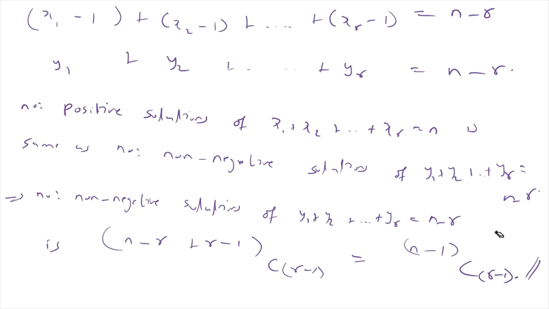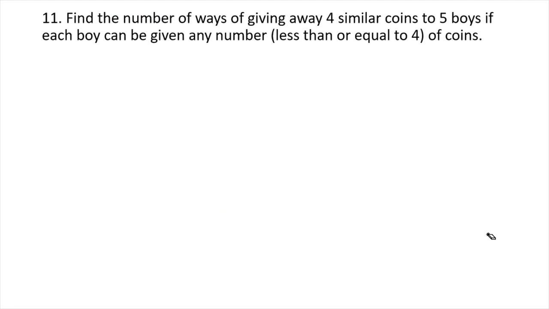So let us try to solve this problem. Find the number of ways of giving away 4 similar coins to 5 boys, and each boy can receive any number of coins. Each boy can receive 0, or he can receive 1, 2, 3 or 4. But he cannot receive more than 4 because there are only 4 coins.